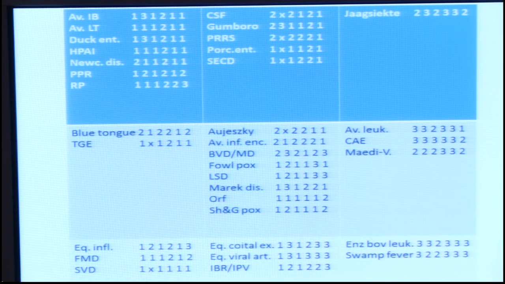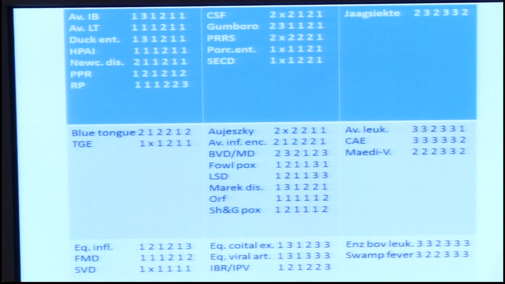We have at the bottom right enzootic bovine leukosis. We have swamp fever, which is another word for equine infectious anemia. We have to the left column equine coital exanthema. We've got equine viral enteritis and IBR-IPV, a bovine disease. So we got bovines and equines in the right bottom corner. Let's move up to the left upper corner.